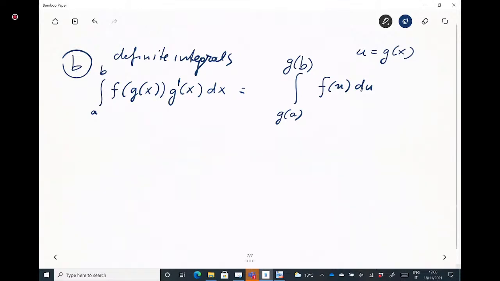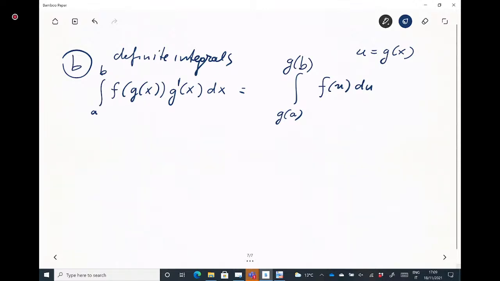Here the variable of integration is u, but u is g of x. So what matters here is the range of function g, and u runs through the range from g of a to g of b. And by the way, depending on whether this function is increasing or decreasing, it may even happen that if a is less than b, g of a could be larger than g of b. So it depends on the type of function here.